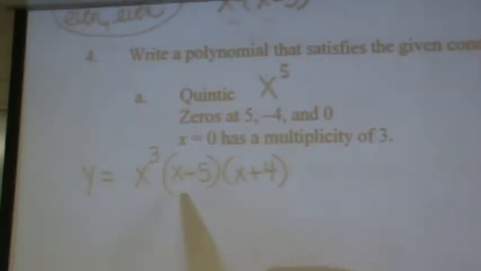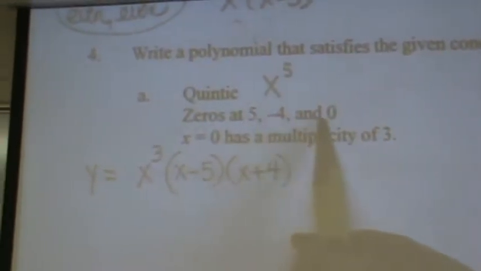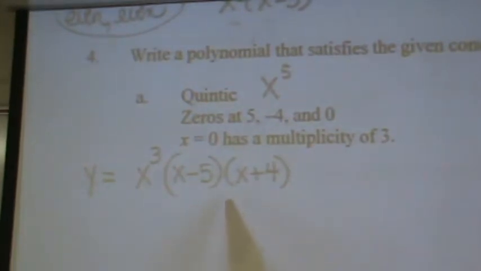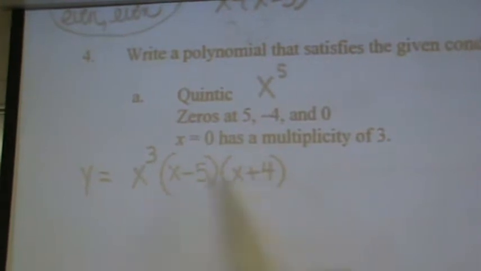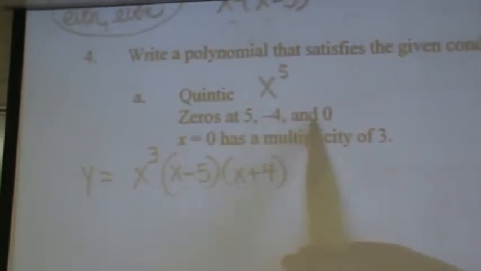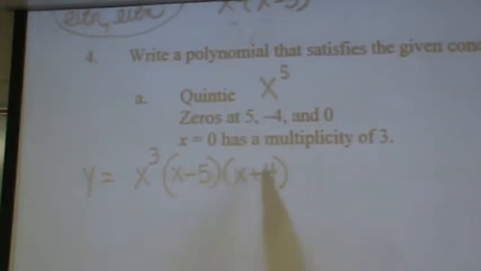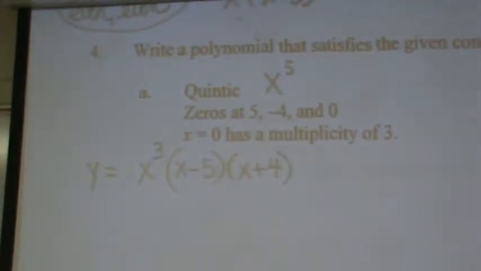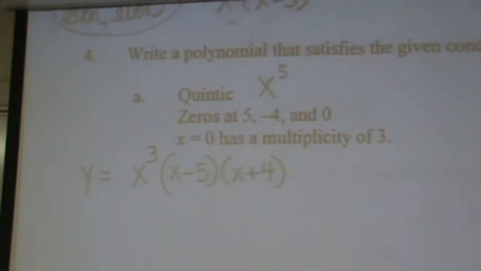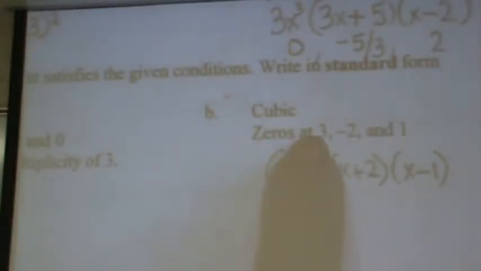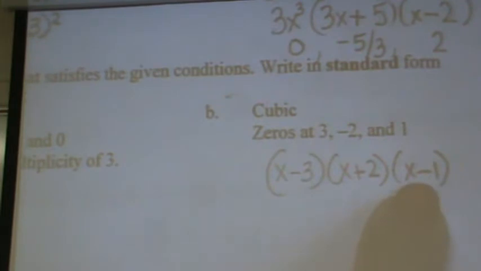X cubed, and then remember it's the opposites of these. Now on your test, you're gonna see x plus 5, x minus 4, and x cubed. And it's gonna confuse you because you gotta know that these zeros are the opposites here. So be careful on that. Remember, you can use an index card. For B, it's a cubic one, and your zeros are at 3, so x minus 3, x plus 2, and x minus 1.